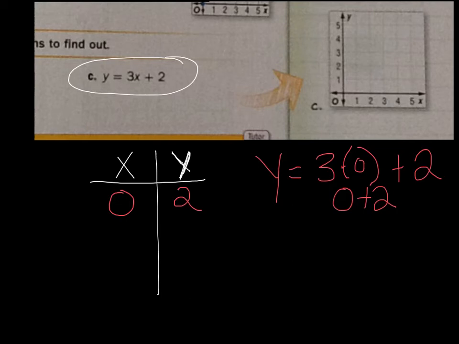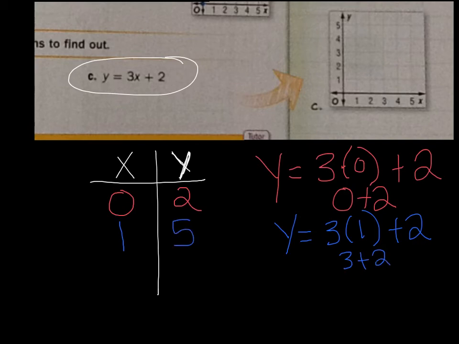Let's plug in another value. Let's plug in 1. Well, I have my y equals, and I'm plugging in 1 for my x again into that same equation. 3 times 1 is 3, plus 2 is 5. So my output is 5.